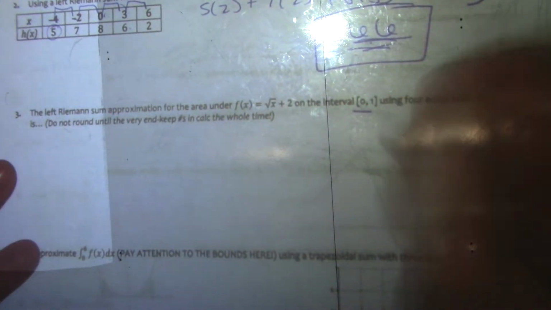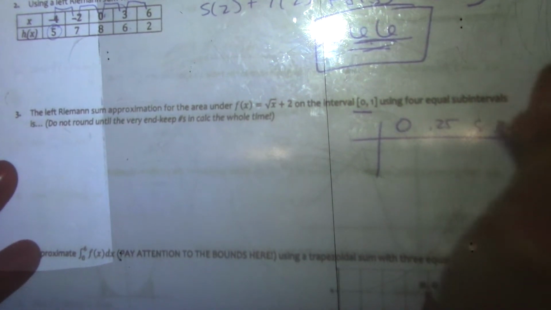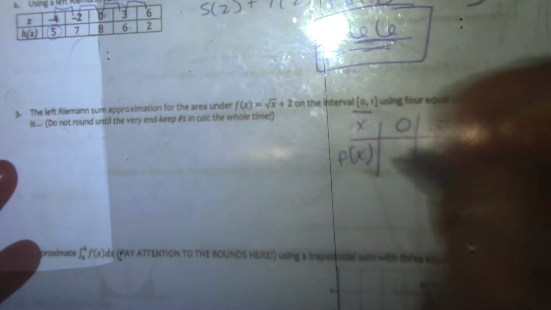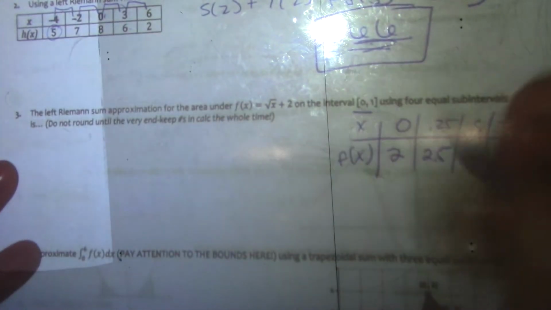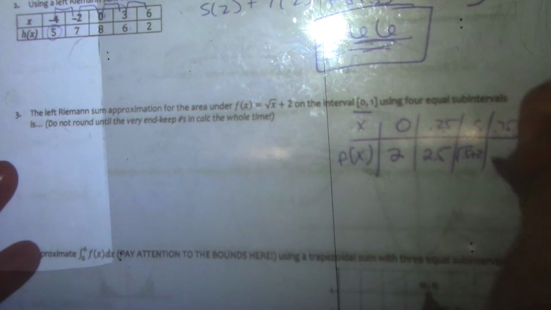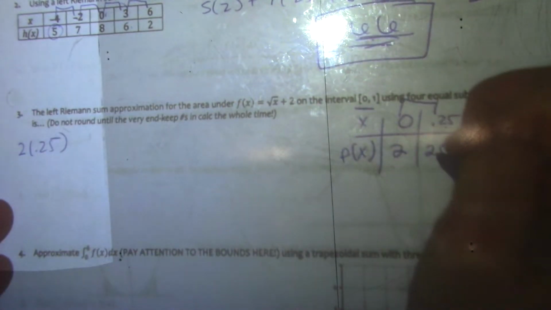Number 3, so we are looking for a left Riemann sum, 0 to 1, 4 intervals, so the subinterval starts would be 0, 0.25, 0.5, and 0.75. Plug in 0 plus 2, that'd be 2. When you plug in the square root of 0.25, it's 0.5, plus 2 is 2.5. And then the other ones aren't nice, so you just have to do square root of 0.5 plus 2 and square root of 0.75 plus 2. We're using a left Riemann sum, so it's going to be 2 times this interval, 2.5 times that interval, and here we'll just put it all in.